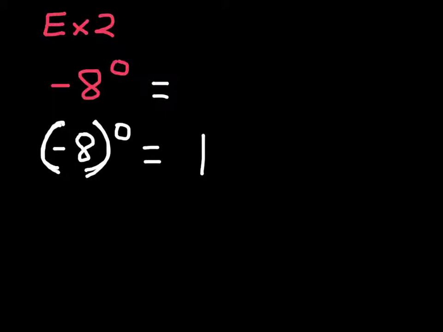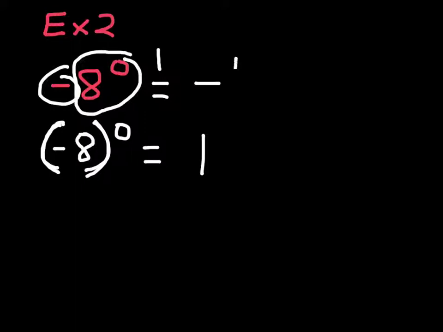Now in the top example, just 8 is being taken to the 0 power. So this part, I know that 8 to the 0 power is 1, but then I have to take the opposite of that. Take the opposite of 1. So in this particular example, it's a negative 1.